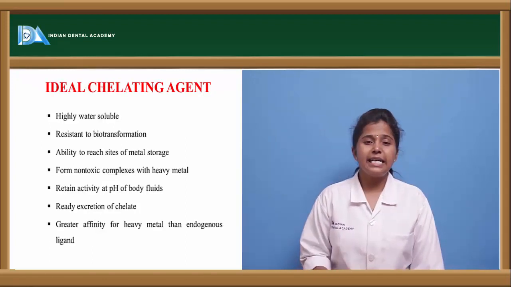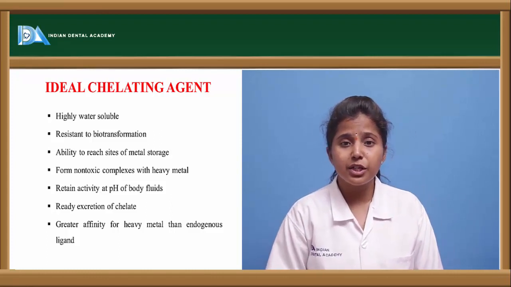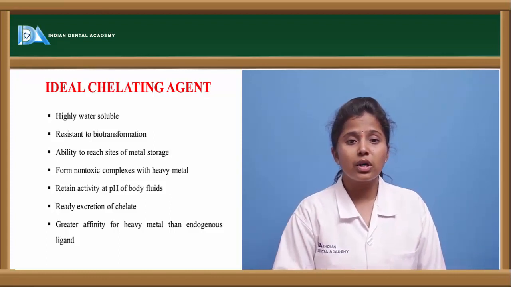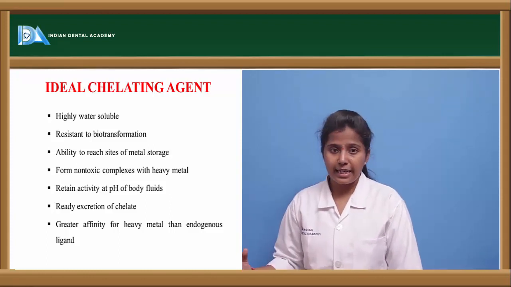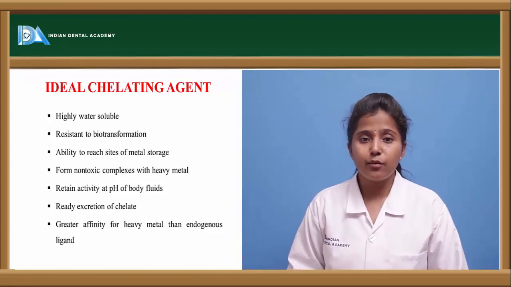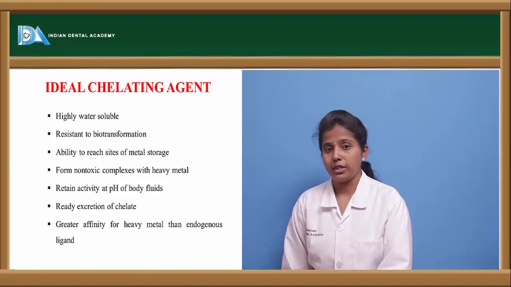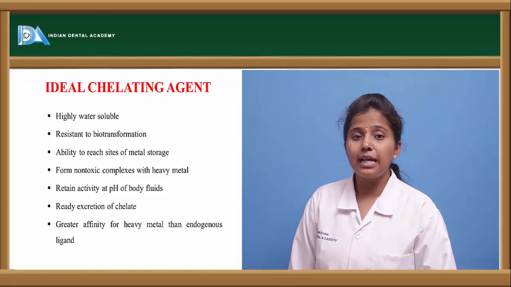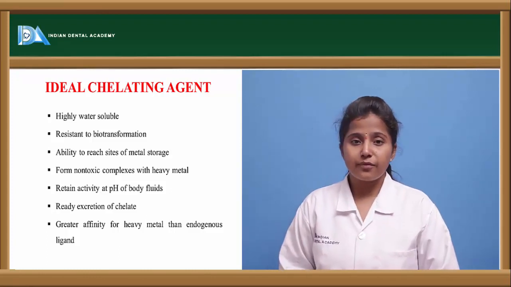So what are the ideal characteristics of a chelating agent, or else what are the characteristic features for a compound to be called a chelating agent? So these are a few of the ideal characteristics. It should be highly water soluble. So it should move from one part of the body to the other part of the body. So it should be highly water soluble, and it should resist biotransformation reactions.